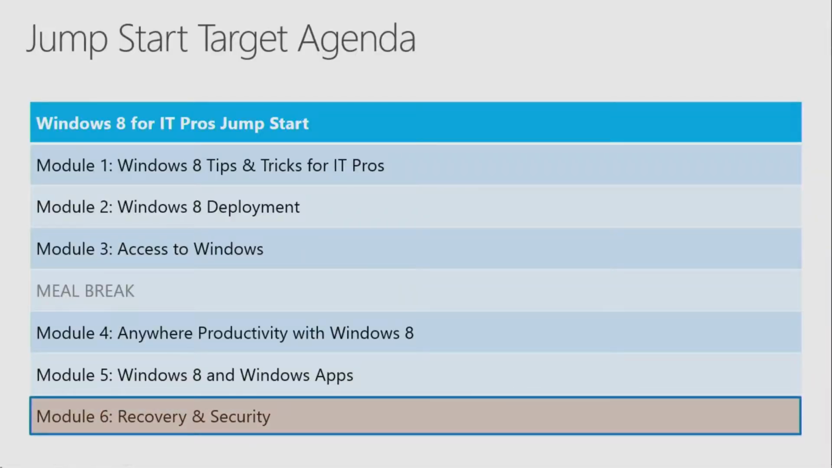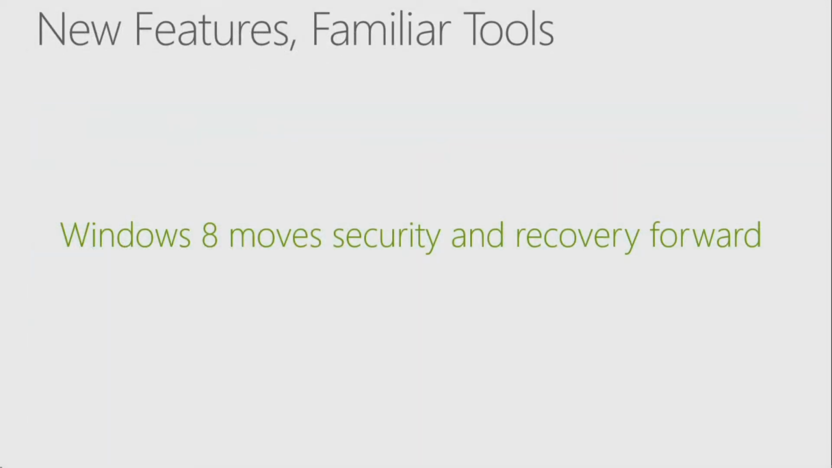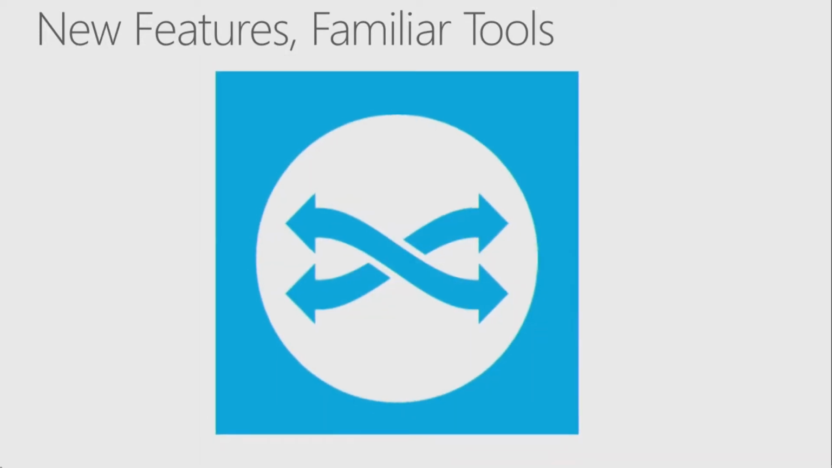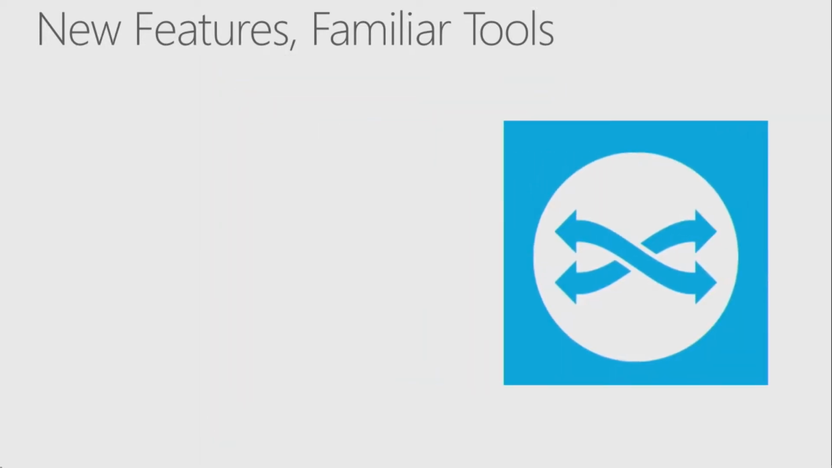All right. So we've covered Windows 8 tips and tricks for IT pros. We've talked deeply about Windows deployment, including going from Windows XP to Windows 8 and building some apps right into that. We've talked about accessing Windows, anywhere productivity, Windows To Go, mobility, Windows 8 and Windows 8 apps, and that brings us to where we are currently at, Windows recovery and security. So new features, but familiar tools as we start moving forward with recovery and security.